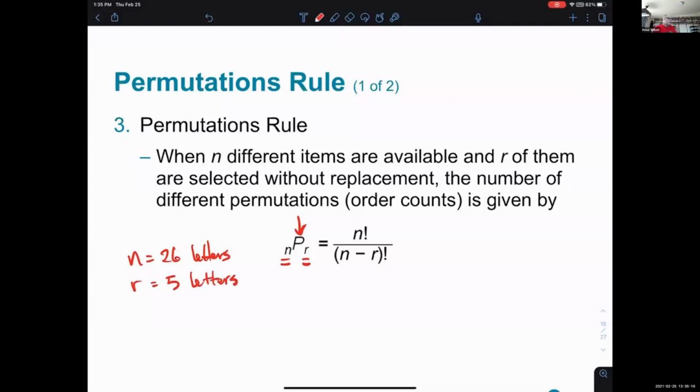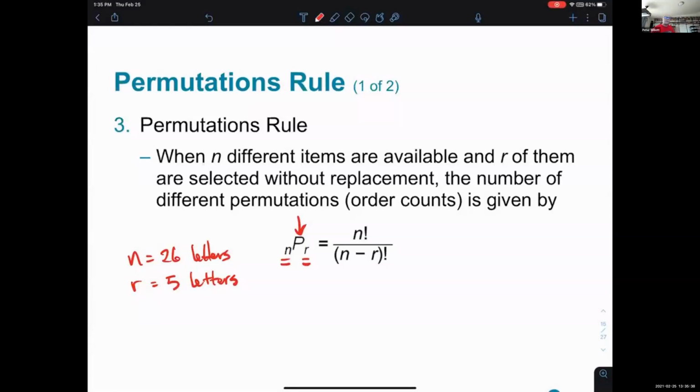Now, which was the situation that would lead to permutations? It was without replacement. So I chose a letter and I don't put it back. And for permutations, order matters. So that means that as I picked out the letter, I wrote it down. And then the second letter got written down second, the third letter got written down third, and then I look at the spelling that I got.